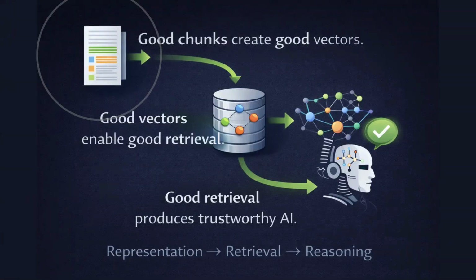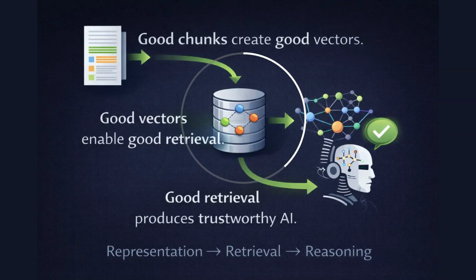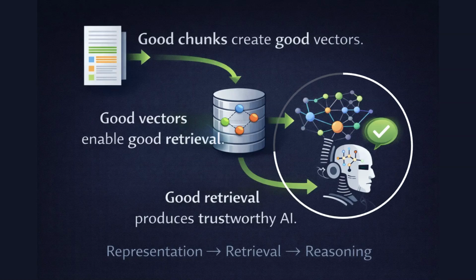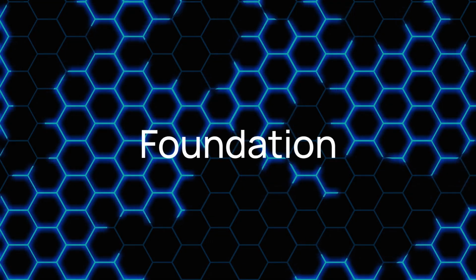If you remember one thing from this video, remember this. Good chunks create good vectors. Good vectors enable good retrieval. Good retrieval produces trustworthy AI. Chunking is not optional, it is the foundation.